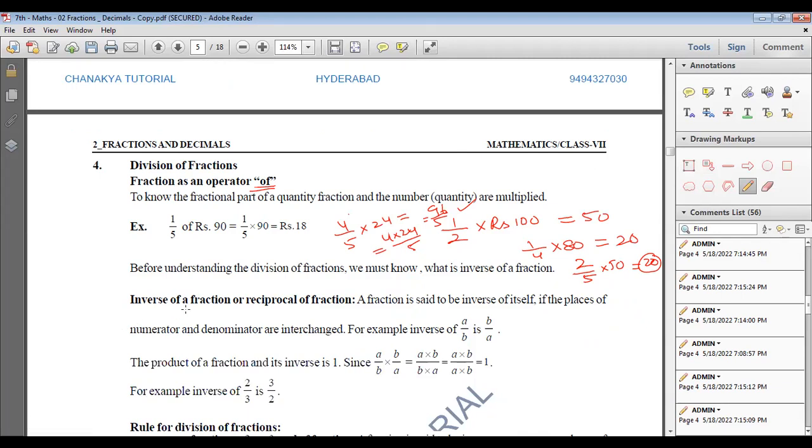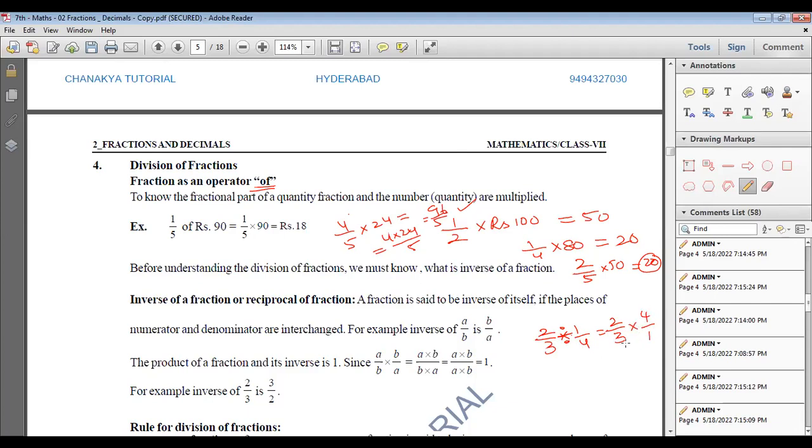Exactly, Manish, Madhav. Good. Inverse of a fraction, or reciprocal of a fraction. If we divide something, the second fraction becomes the reciprocal and the division sign becomes multiplication. Exactly. Can you repeat once again, Manish? Ma'am, if we take a division like 2 by 3 divided by 1 by 4, we do it as 2 by 3 into 4 by 1.